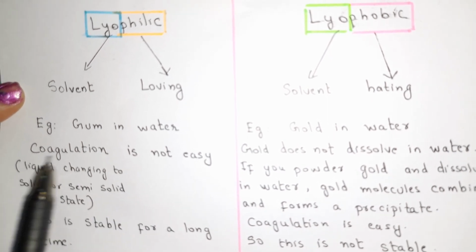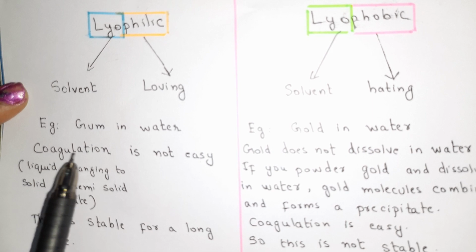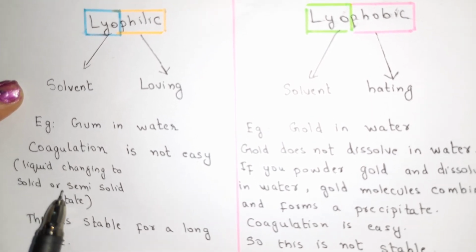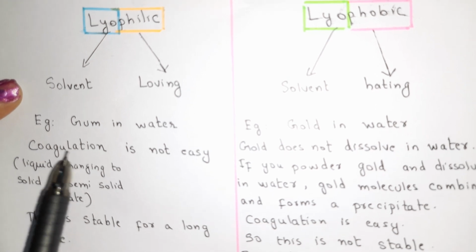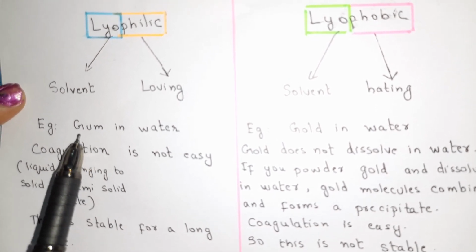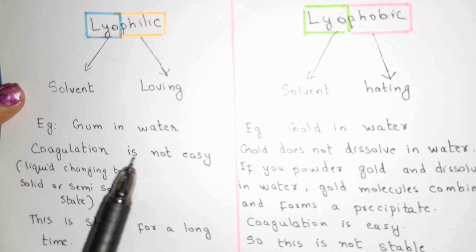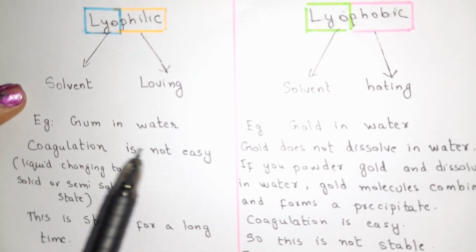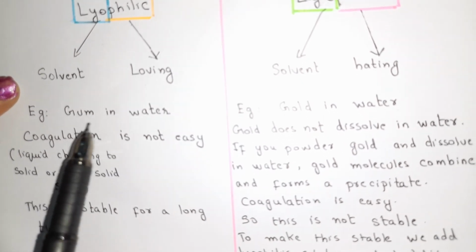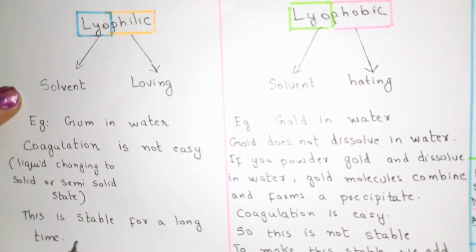Have you heard the word coagulation? What does it mean? Coagulation is nothing but the changing of a liquid to solid or semi-solid state. That is what we call coagulation. So here there is no coagulation. That is, when you mix gum and water, there won't be coagulation. Because of that, this is very stable for a long time. That is, a mixture of gum and water is stable for a long time.